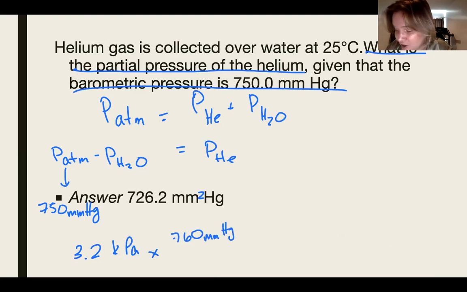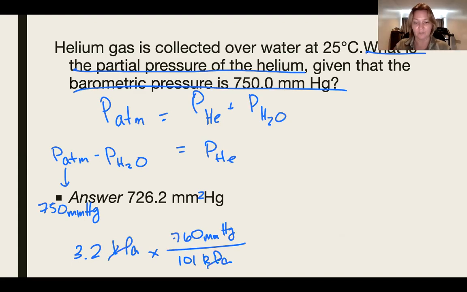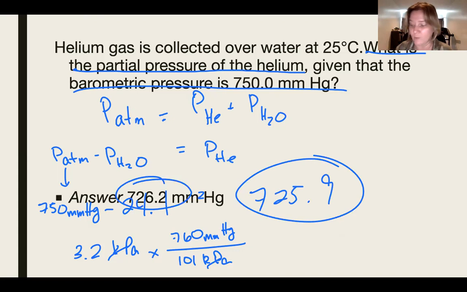760 mmHg over 101 kPa. So again, with a calculator, 3.2 times 760 divided by 101 is equal to 24.1. So that would be 750 minus 24.1, and I get 725.9. And so the only reason why mine is a little bit different than this is because I rounded the kPa.